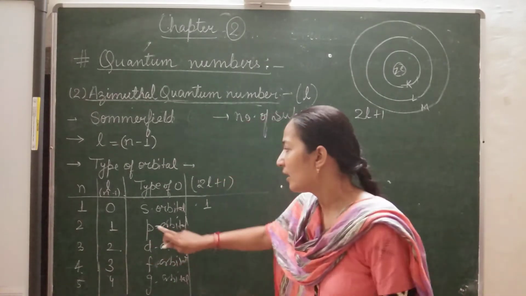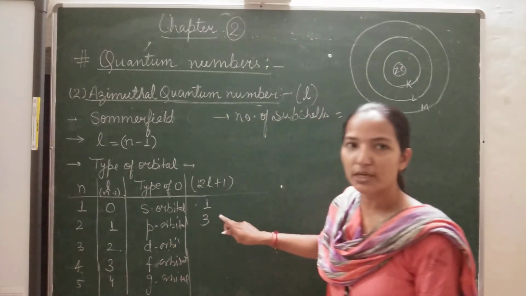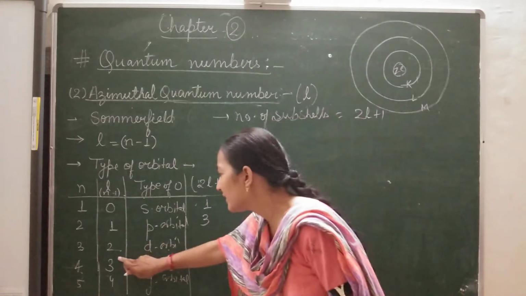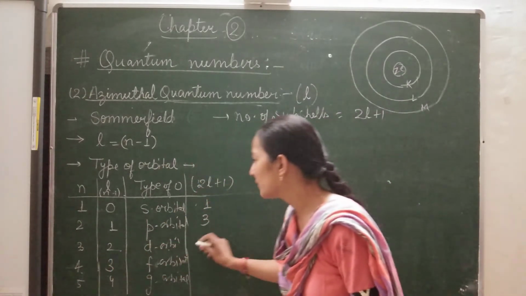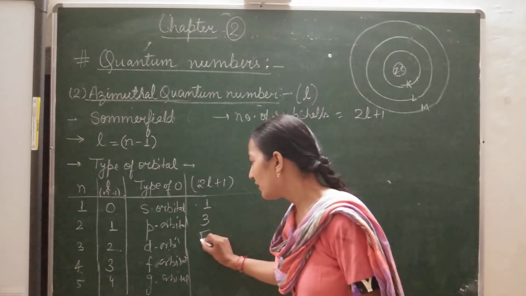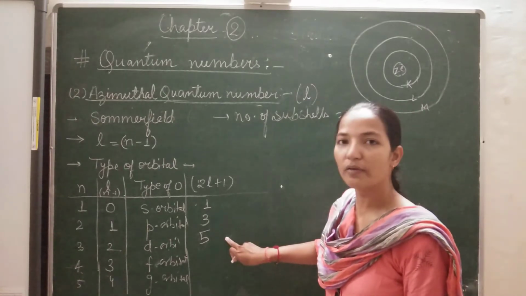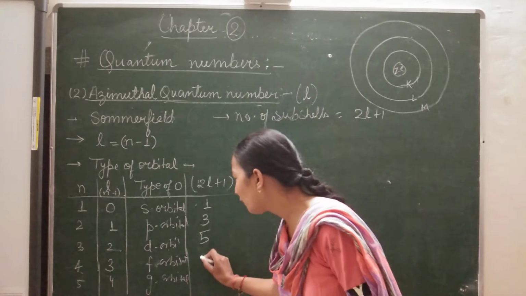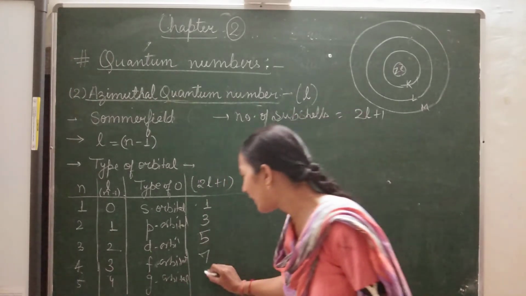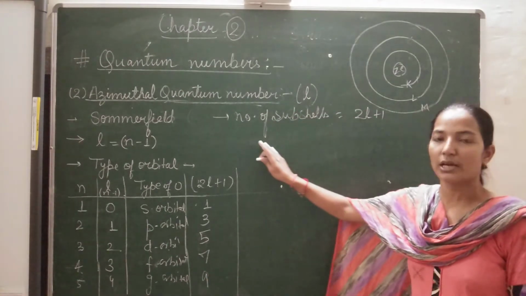In case of L equals 1, the value of 2L plus 1 will be 3. So there are 3 subshells in the p orbital, that is px, py, pz. In case of L equals 2, that is for the d orbital, 5 subshells are there: dxy, dyz, dzx, dx square minus y square and dz square. For the f orbital 7, for the g orbital we put the value and get 9. So these are the number of subshells which we get from each type of orbital.